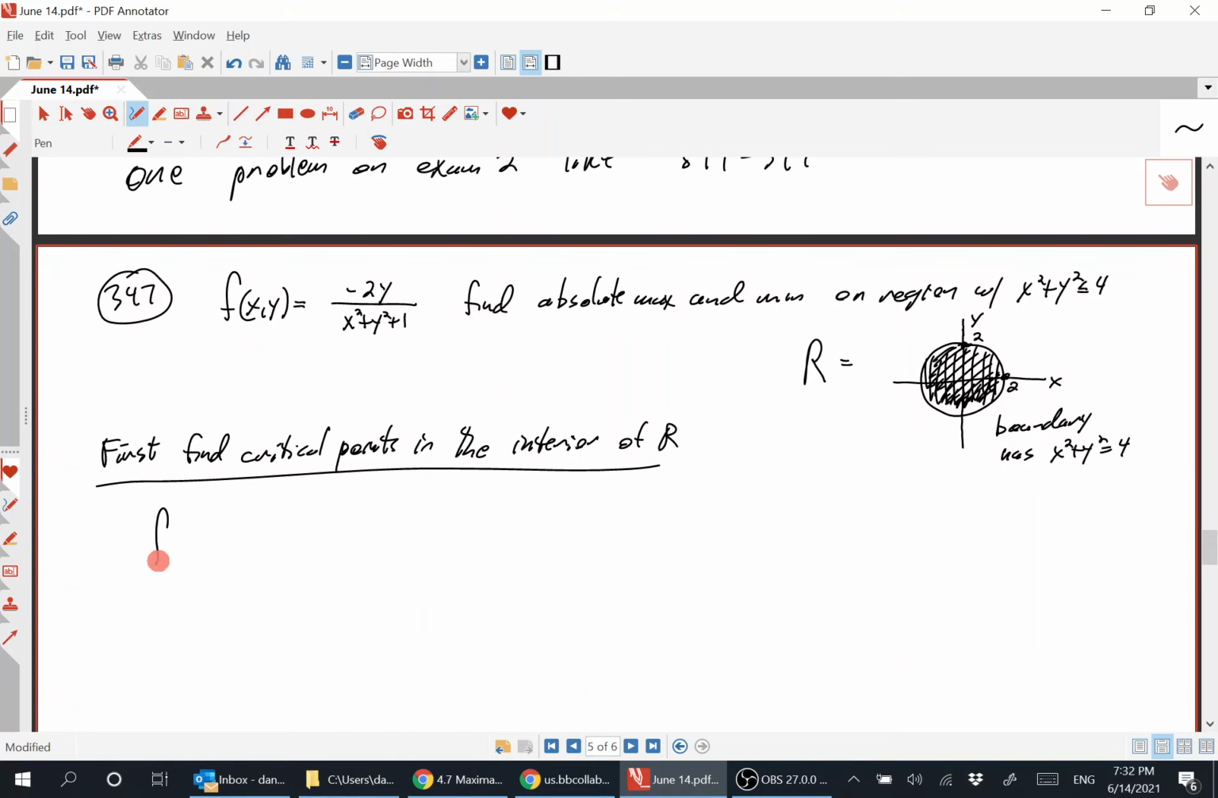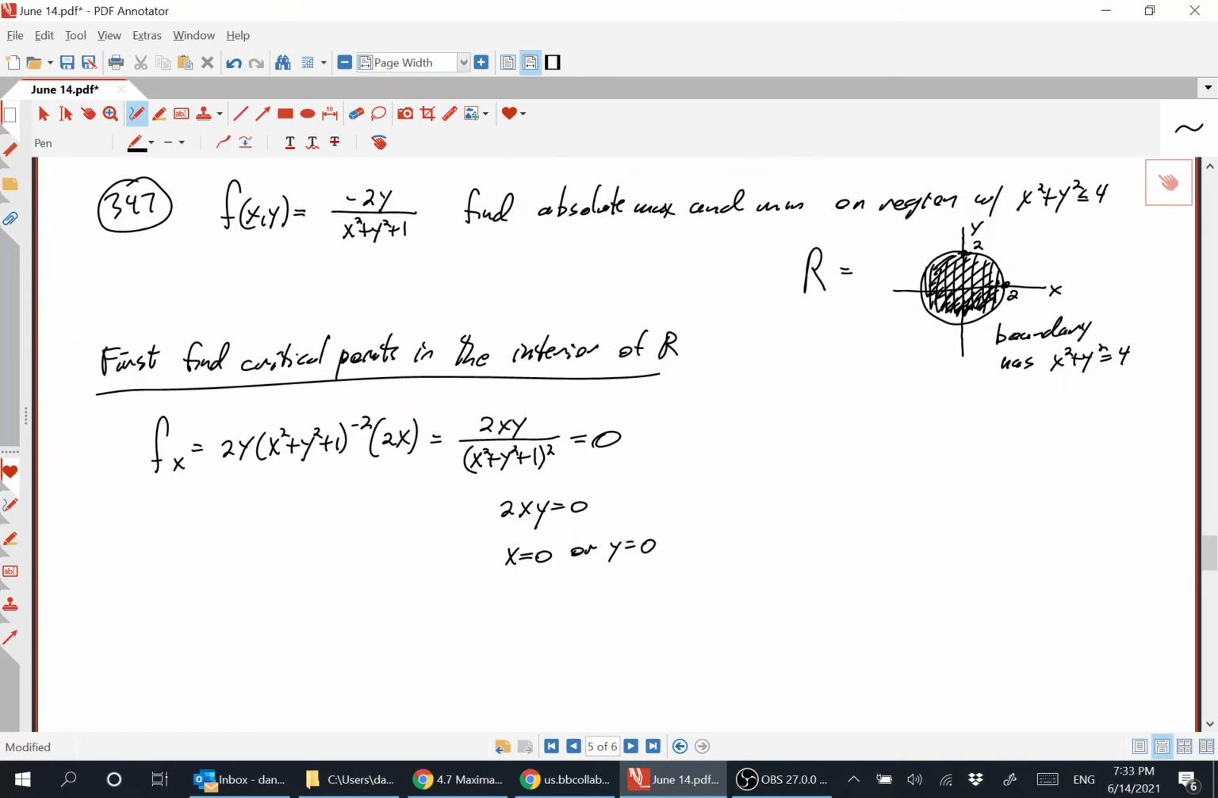All right, so find the first partial derivatives. The partial derivative with respect to x, so this is just a constant on the top. So it's 2y times (x squared plus y squared plus 1) to the negative 2 times 2x. So this is equal to 2xy over (x squared plus y squared plus 1) squared. Setting that equal to 0, well, the bottom is never 0, so it's just 2xy equals 0. So this means x is 0 or y is 0. That's not telling us too much just yet.